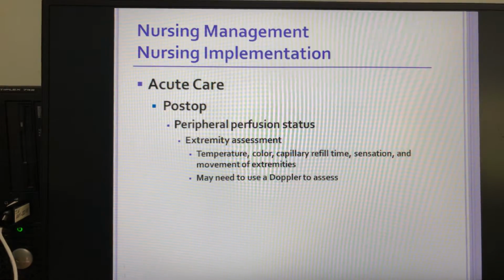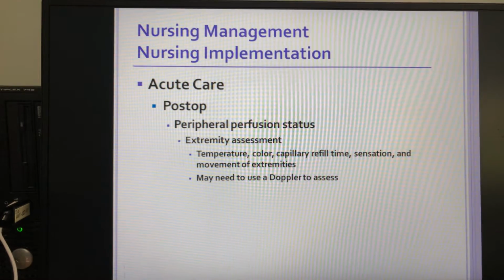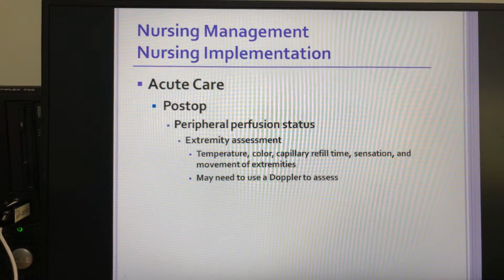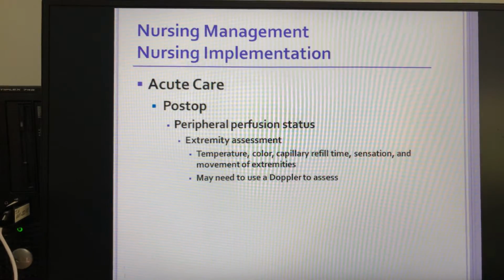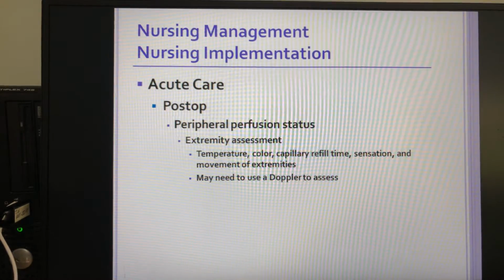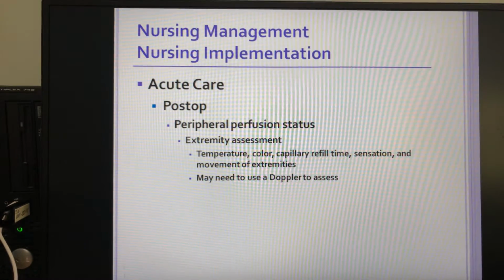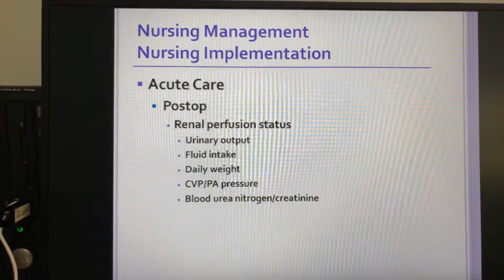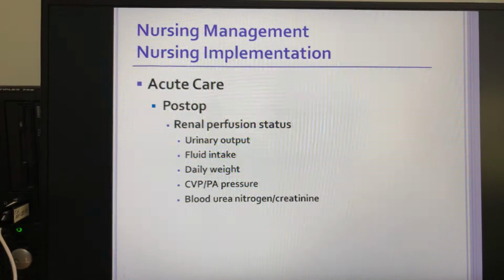With these people, you may have to use a Doppler to assess those pulses. It's not hard. You get some lubricant gel and put that on the site and turn on the Doppler and listen for pulses, or you sometimes can hear the actual blood flowing through that particular vessel where you're trying to palpate that pulse. As far as renal perfusion, in the immediate post-op period, we want to record those hourly urine outputs. Again, that's why that indwelling catheter is important.